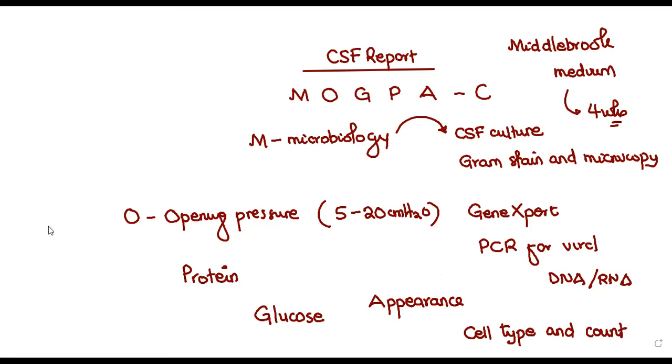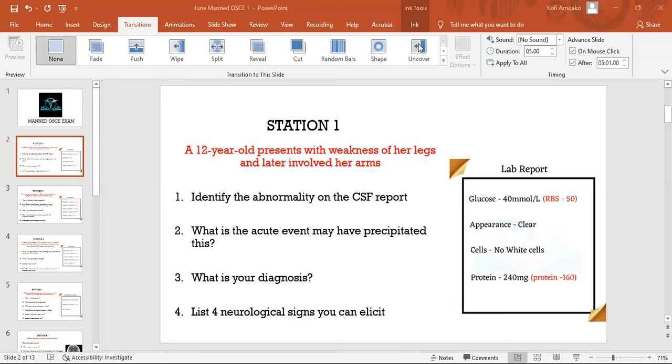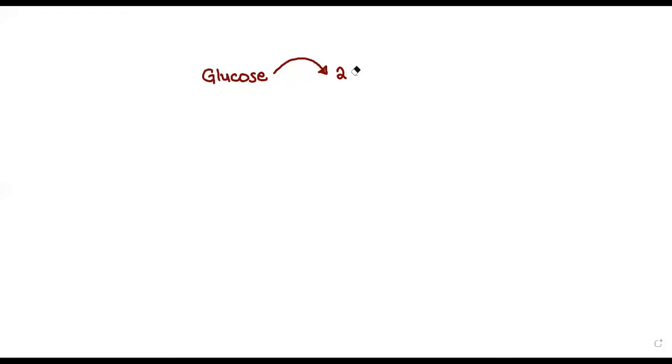Yes. So now you go to the question and then you see that the question gave you glucose for that same woman who came with the weakness. The glucose was, I think it was 20 or so? Yeah, 20. Let me go and check. I've forgotten my own question. I think it was 40. 40, good. Yes, the glucose was 40 millimoles.